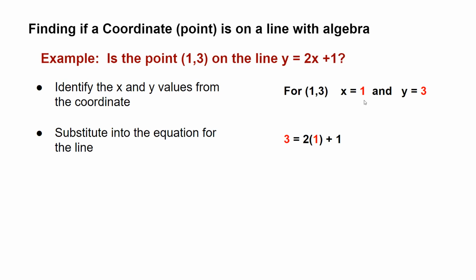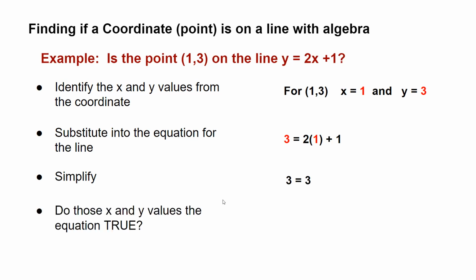Now, it frequently works out this way that the way we think about x first and y second, when we substitute, the y is going to come first, and usually the x is going to come second. So just keep that in mind. Now, next, we want to evaluate, simplify this to see if it's true. We get 3 = 3.